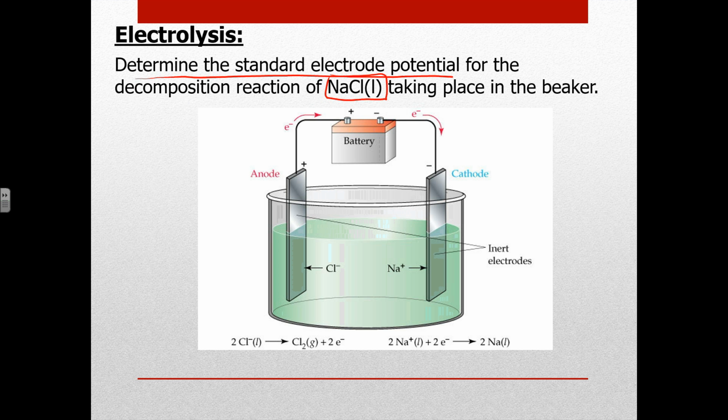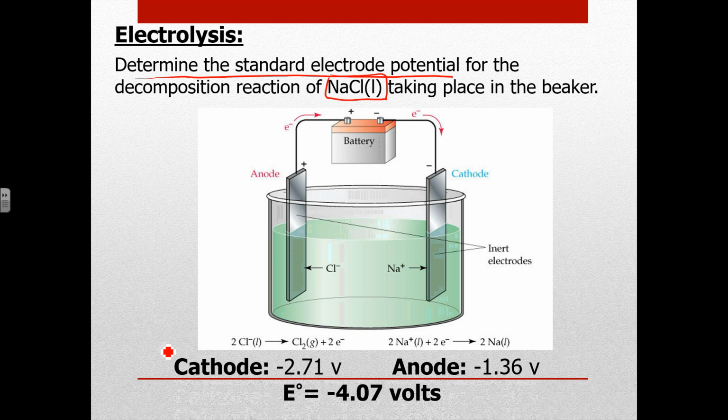So I'm going to ask you to stop, look up the values, and then check to see if you can figure out what the standard electrode potential is for this. Okay, so what you should have had is that the cathode, the reduction, which is sodium plus 1 going to sodium, is negative 2.71 volts, and that the anode, the oxidation going from negative 1 to 0, is negative 1.36 volts. So we have a total of 4.07 volts that we have to overcome in order to get this reaction to be spontaneous. So that's what this battery needs to have.